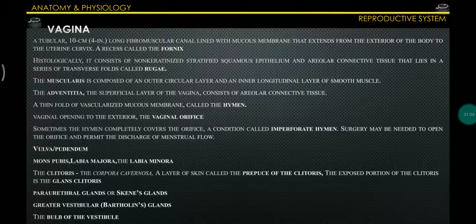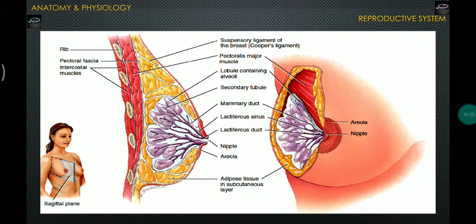The vaginal opening to the exterior is called the vaginal orifice, and sometimes the hymen completely covers the orifice, called imperforate hymen. Surgery may be needed. And the next one is the vulva or pudendum.